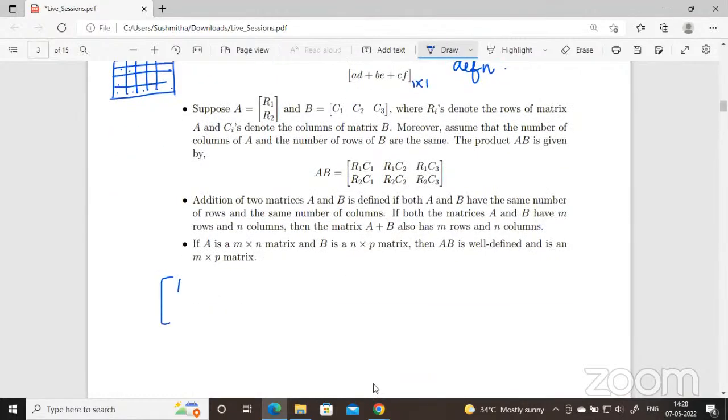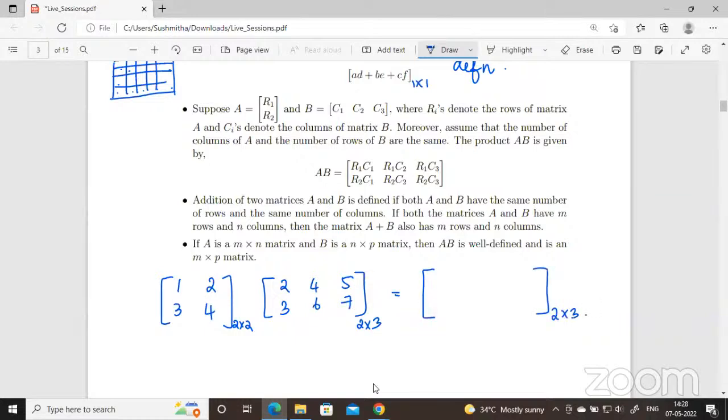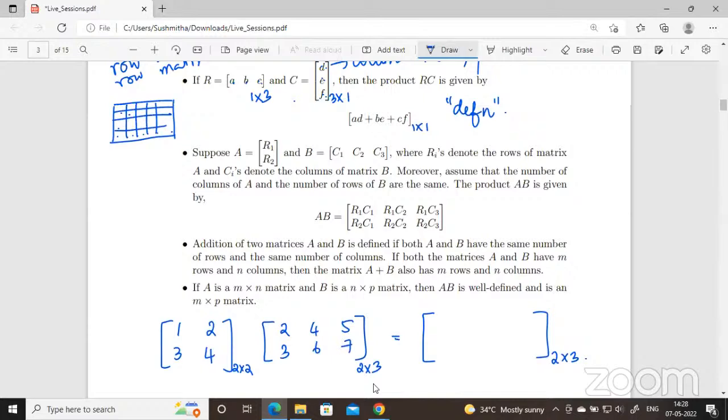So if I have a 2 cross 2 matrix, 1, 2, 3, 4, the second matrix should have 2 rows. Say 2, 3, 4, 5, 6, 7. This is a 2 cross 3 matrix. So what will the output be? The output would be 2 cross 3. Okay, so how do I multiply now? I only know how to multiply a row matrix with a column matrix. I don't know anything else.